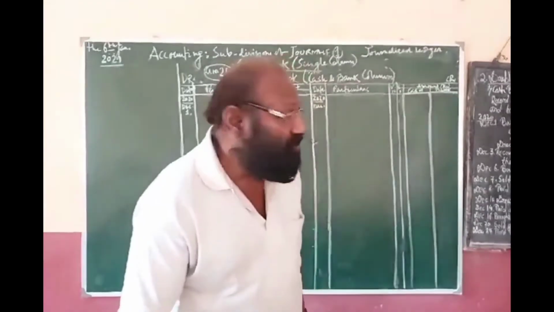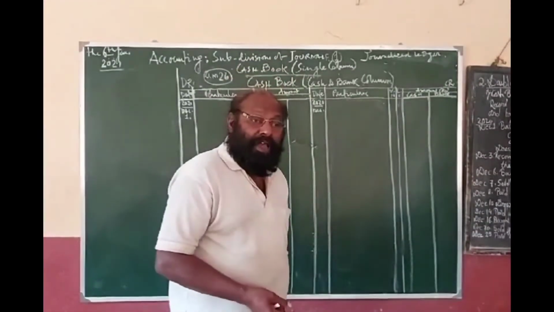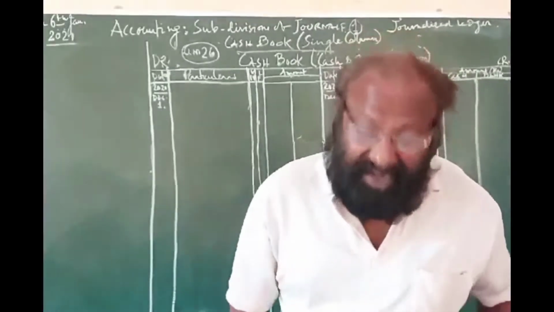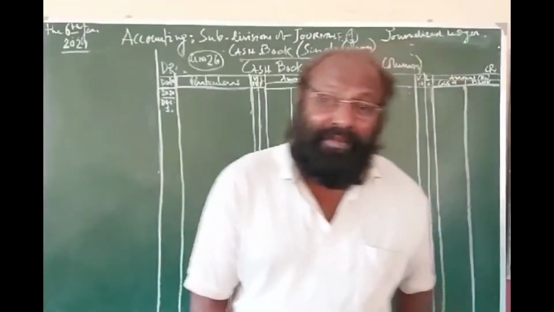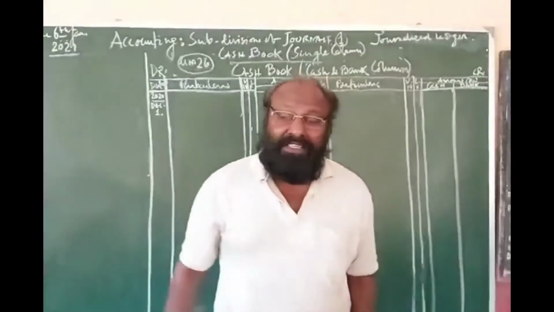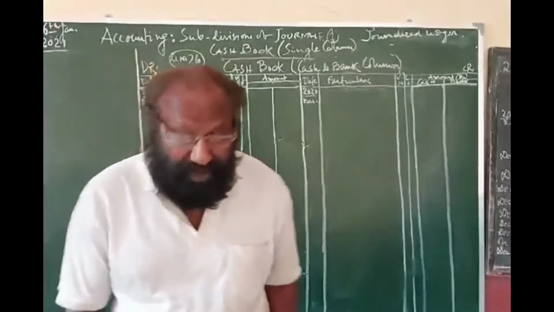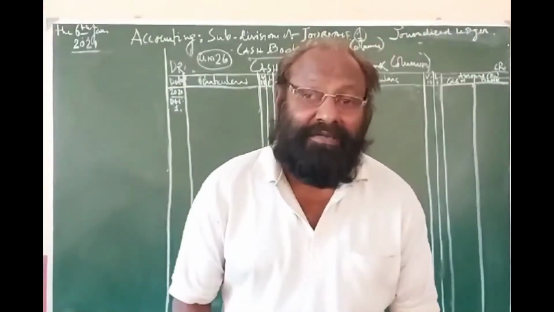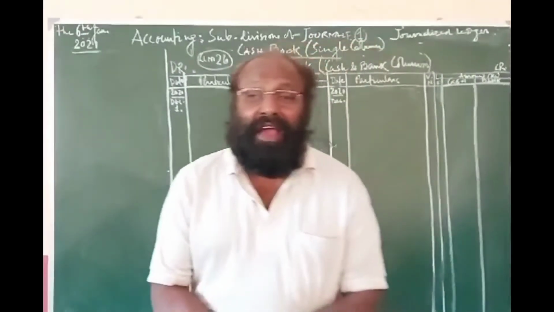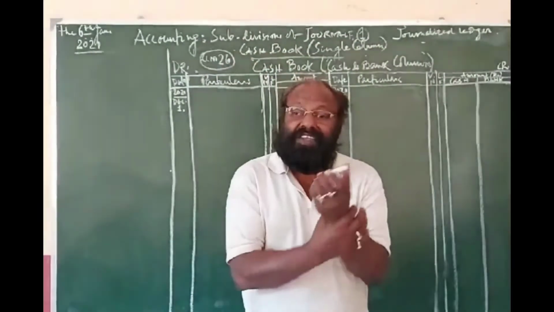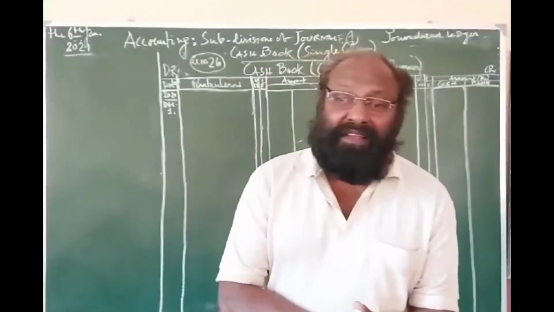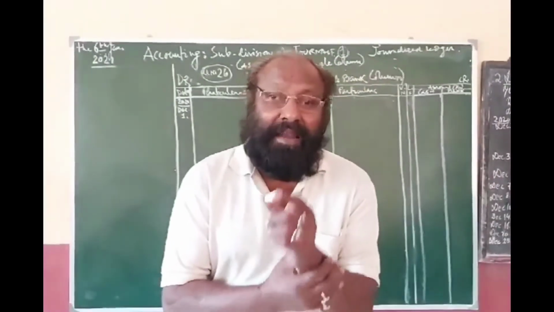Yesterday, we started this topic, cash book, and we dealt with only the single column, the cash column. But I also gave you some idea about the double column, that is bank and cash column. The problem that was given yesterday, I recorded in the cash book and told you there are a good number of transactions and different accounts, and you complete the journal entries, make ledger accounts and prepare the trial balance.